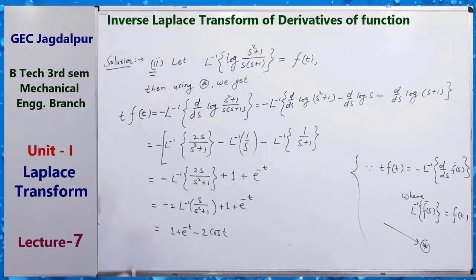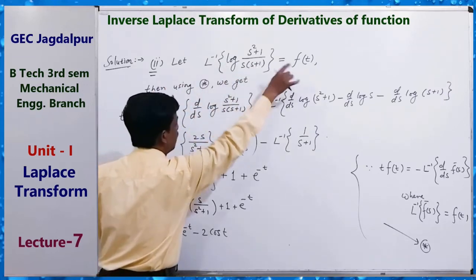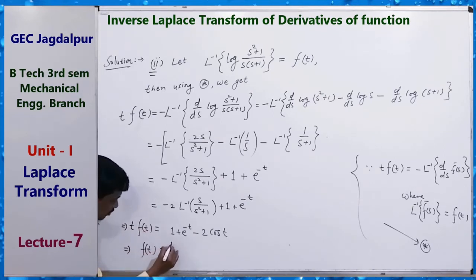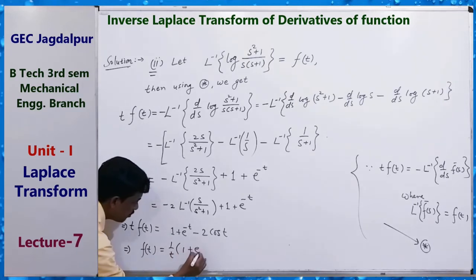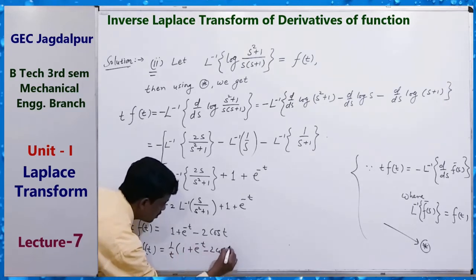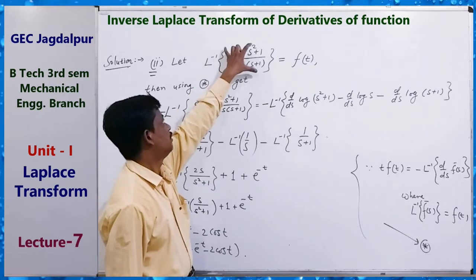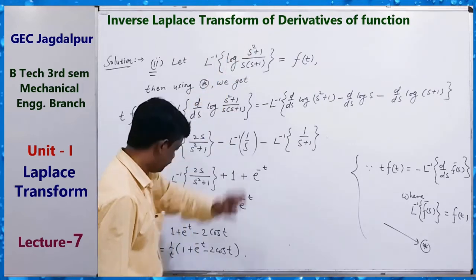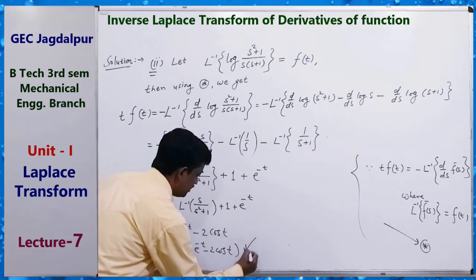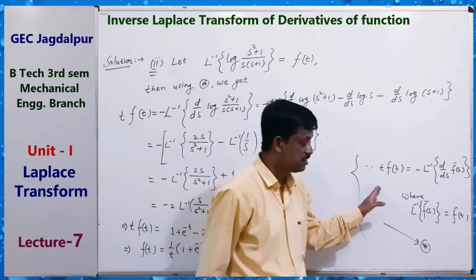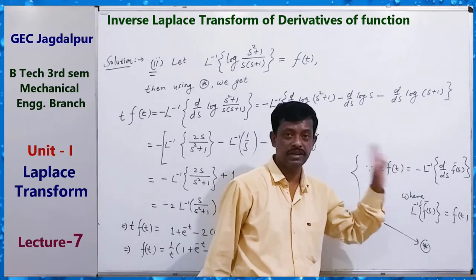We have to find this f(t). So t f(t) equals this. So f(t) equals 1 by t, into 1 plus e to the power minus t minus 2 cos t. Okay, so f(t) means this. So the inverse Laplace transform of this is equal to this. This is our answer. This type of question can be solved by this formula. This is the inverse Laplace transform of derivatives.